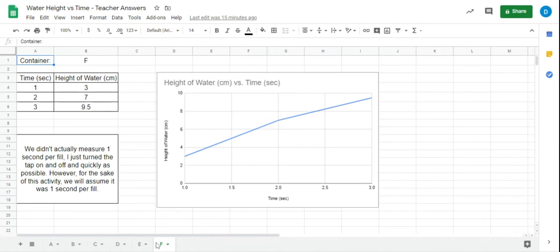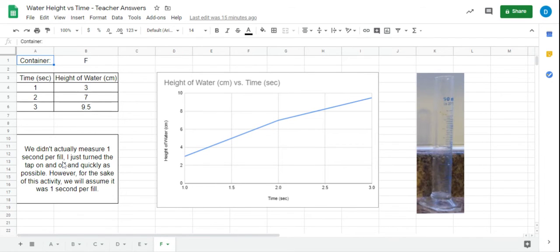And finally, F. I didn't actually measure at 1 second per fill. I just turned the tap on and off as quickly as I could. But just for the sake of making our graph, I'm assuming that each little spurt was about 1 second. What do we notice about this container? Well, it's narrow and it's uniform. It's a cylinder straight up and down. So there's no changes in width. So we would actually expect that we should have a nice straight linear line.